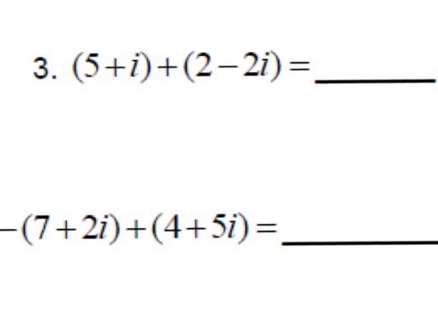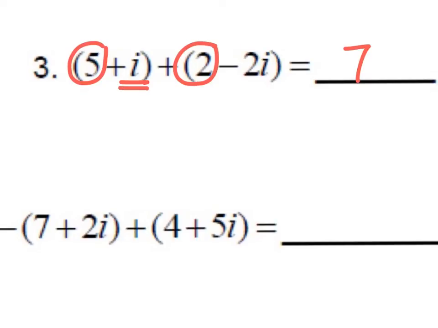What about here? Okay, well, combine like terms. I can combine my real numbers. 5 and 2 is 7. And I can combine my imaginaries. i minus 2i would be negative i. And that's your answer.